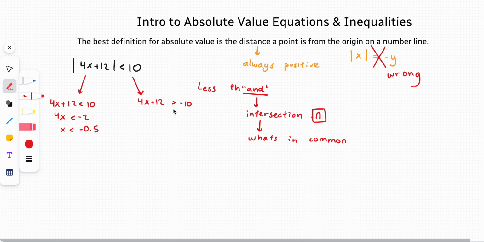And so we're going to subtract 12 from both sides, sorry. So we have 4x greater than negative 22. And we're going to divide negative 22 by 4, right? So we're going to get negative 5.5 from here.